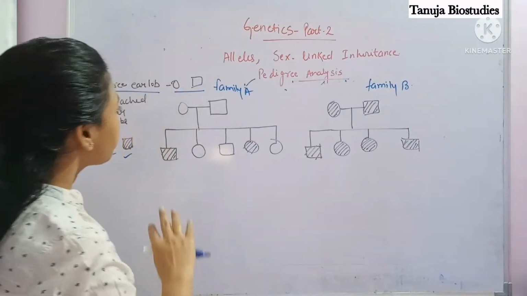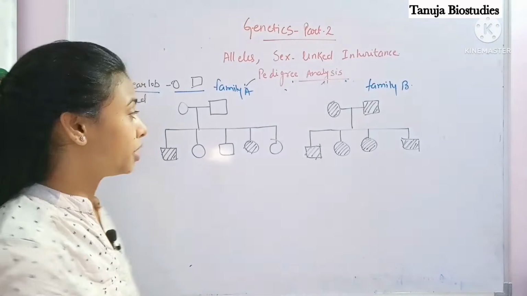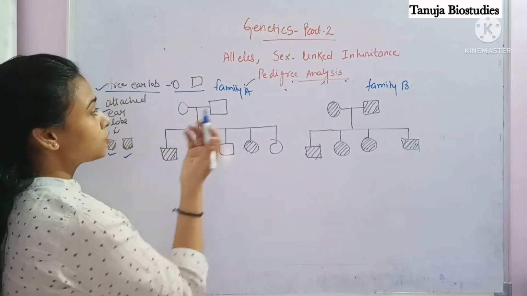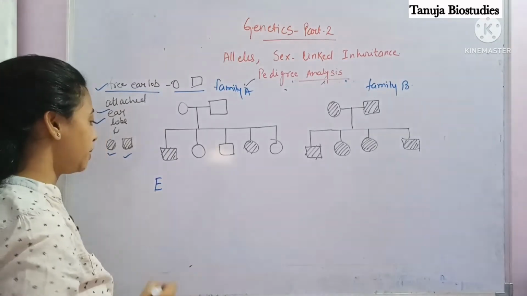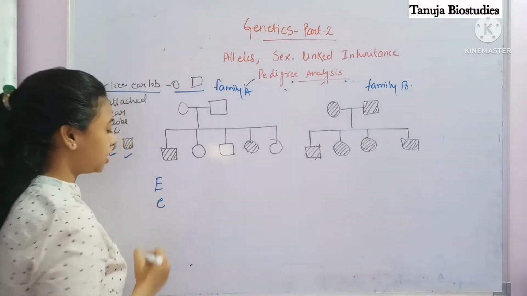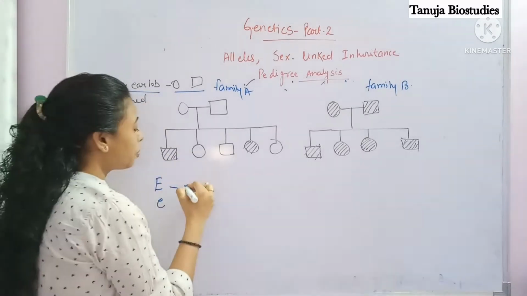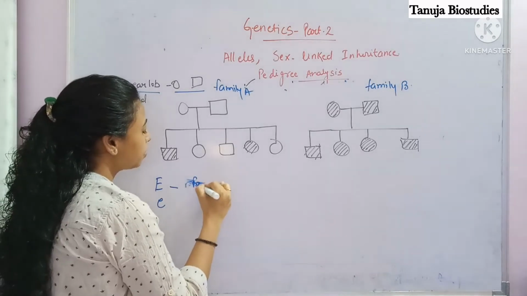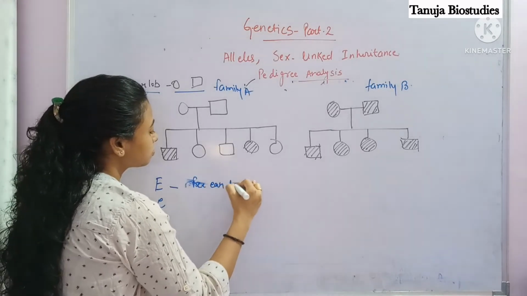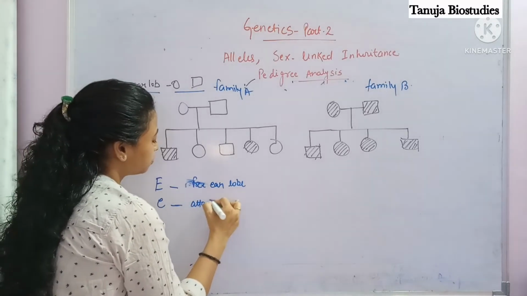Okay, so if we are going to decide whether the trait is recessive or dominant, how will we decide? Suppose we are denoting earlobe by the E sign. Okay, so E and small e. Now let's take that free earlobe is dominant. So this is the free earlobe and this is the attached earlobe.